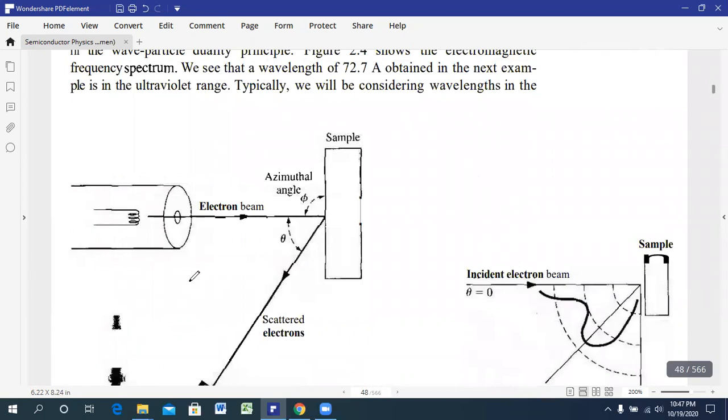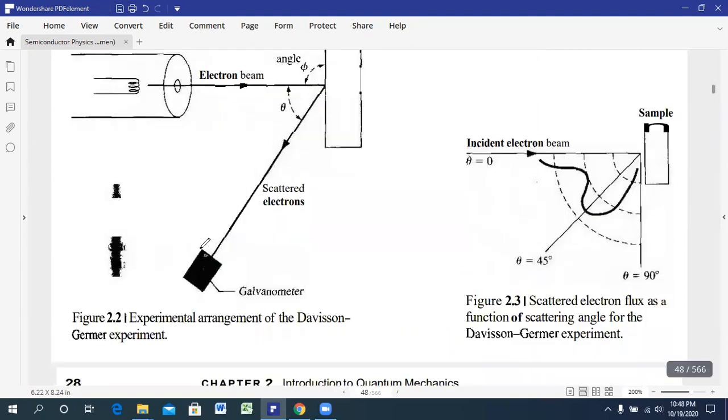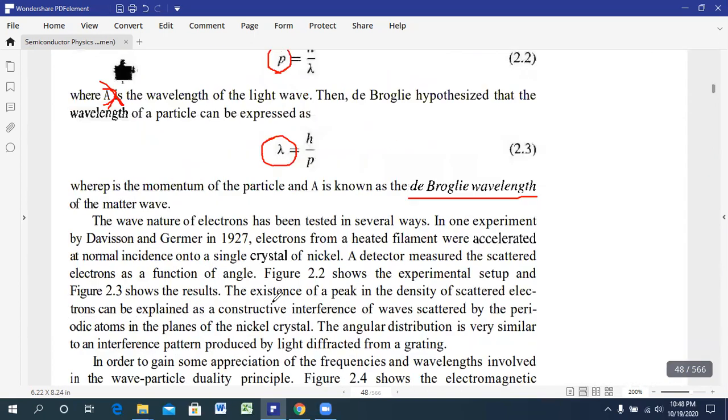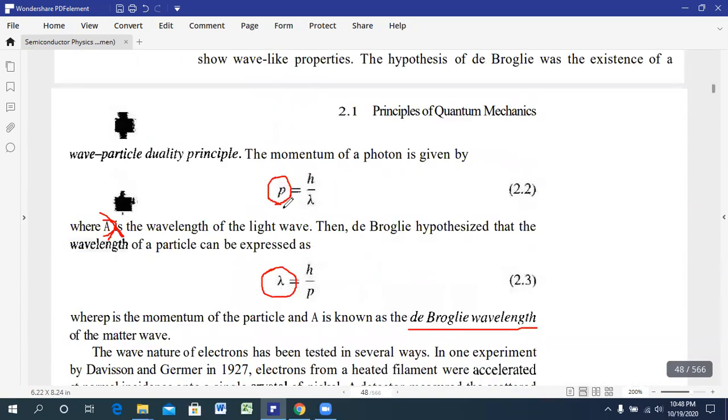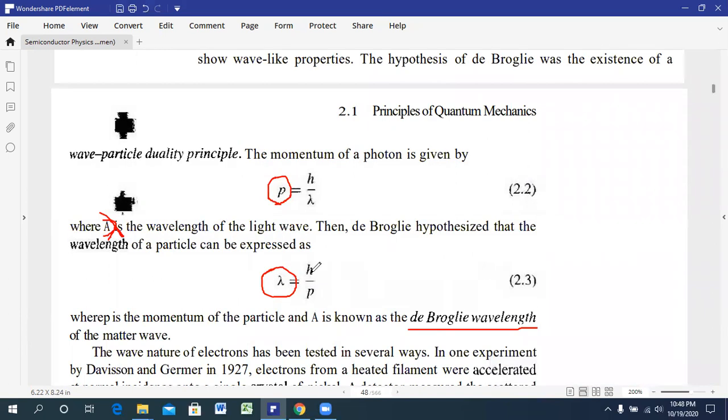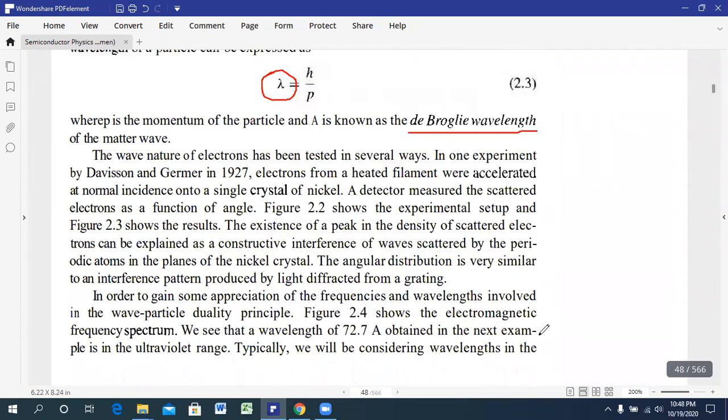In this figure, they show how the de Broglie wavelength is explained. This figure is the experimental arrangement for the Davisson-Germer experiment. I am not going into the details of these experiments. The de Broglie postulate is that the momentum of the photon p equals h divided by lambda, or lambda equals h divided by p, and this lambda is known as the wavelength, or de Broglie wavelength.